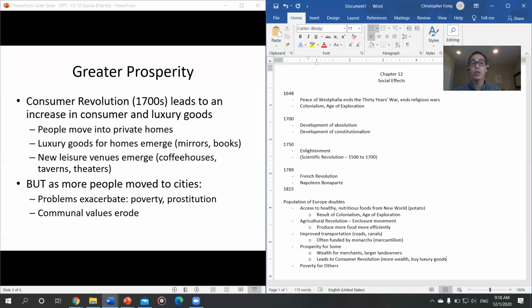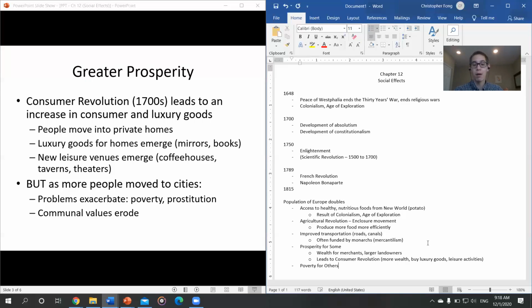You see new leisure venues like coffee houses where middle-class folk could go and relax, taverns for the working class, theaters for the upper class. And so all of these new leisure activities are a result of the fact that there's more trade, there's more wealth, there's more prosperity for many.